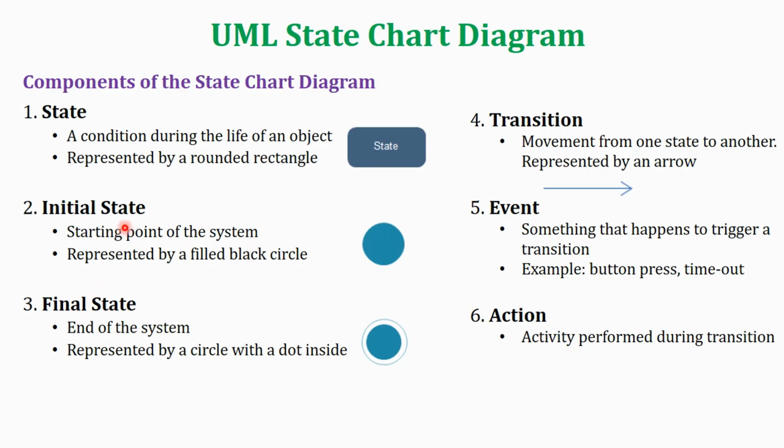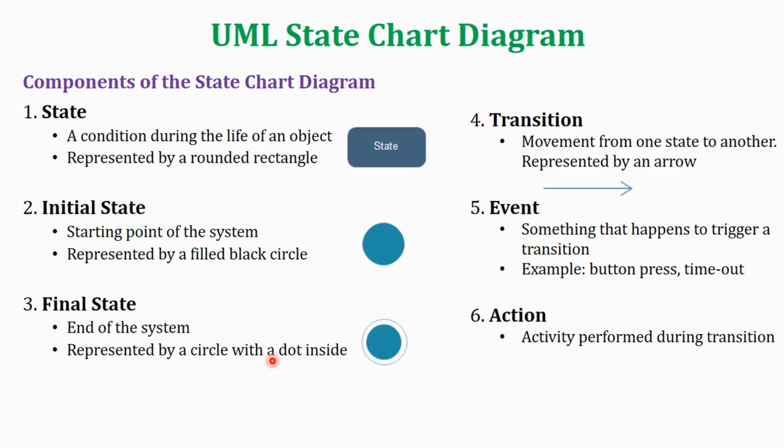And next one is the initial state. It shows the starting point of the system. It is represented by a filled circle. And next one is the final state. It shows the end of the system. That is the final state. It is represented by a circle with a dot inside. It looks like an eyeball.